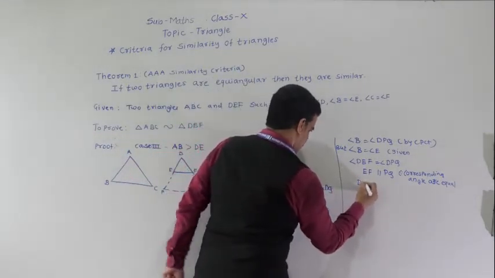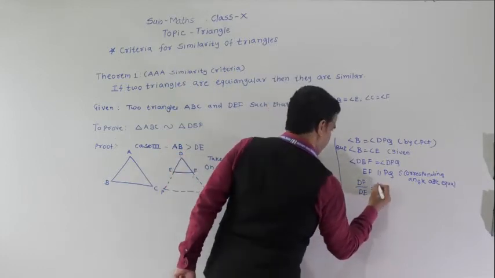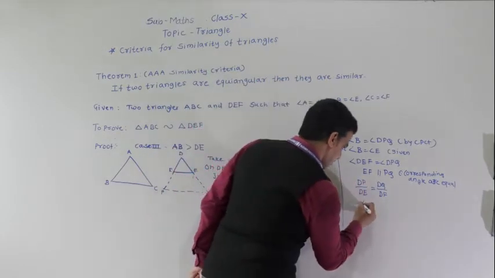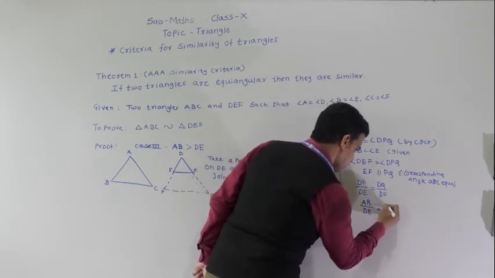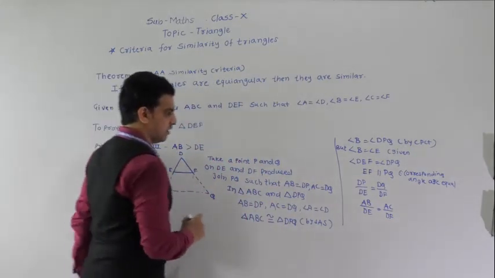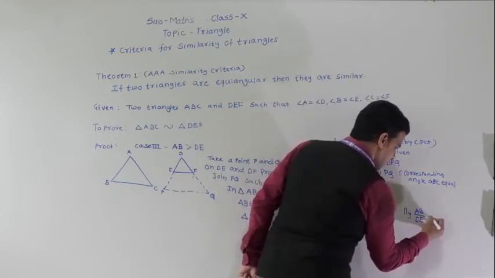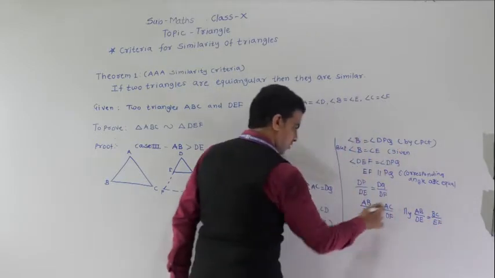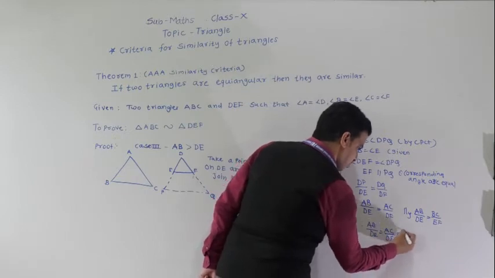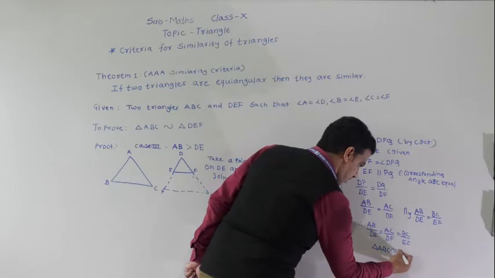Or we can write like this, DP by DE is equal to DQ by DF. Again, we know that AB is equal to DP, AC is equal to DQ, so we can write AB by DE is equal to AC by DF. Okay, and similarly we can show that AB by DE is equal to BC by EF. So all the three ratios are equal, therefore we can write AB by DE is equal to AC by DF is equal to BC by EF. So here again, sides are in proportion, therefore triangle ABC is similar to triangle DEF.